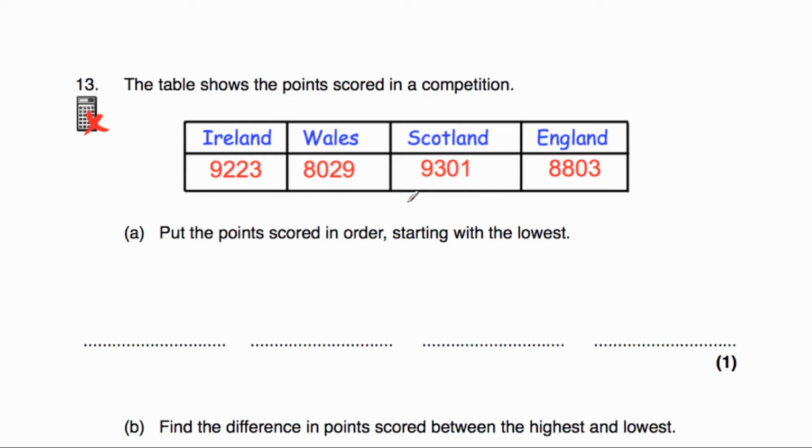So we'll start with the 8,000s. So we've got 8,029 and we've got 8,803, so Wales is going to be the lowest one, and the lowest number of points then will be 8,029. The next lowest number of points is 8,803. Now we're into the 9,000s. We've got 9,200 and 9,300. So 9,223 is smaller, and the largest is 9,301.